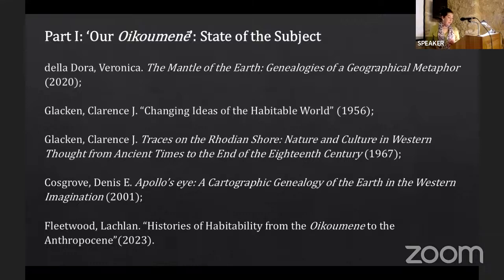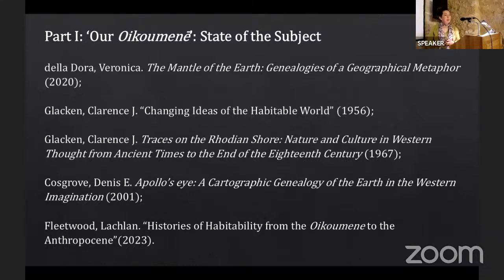One such exception is Veronica della Dora's 2021 monograph, The Mantle of the Earth: Genealogies of a Geographical Metaphor. Della Dora includes Byzantium among her early examples, as her discussion leads through the history of Western cartography up to today. Her interpretation of the city plan of Hellenistic Alexandria, simultaneously shaped as Alexander the Great's metaphorical cloak, or chlamys, and as the Oikoumenē itself, as per the map of the Alexandrian scholar Eratosthenes, exemplifies the potential, the complexity, and importance of interrogating the medieval evidence, or in this case, the Byzantine one, against a similar set of questions.